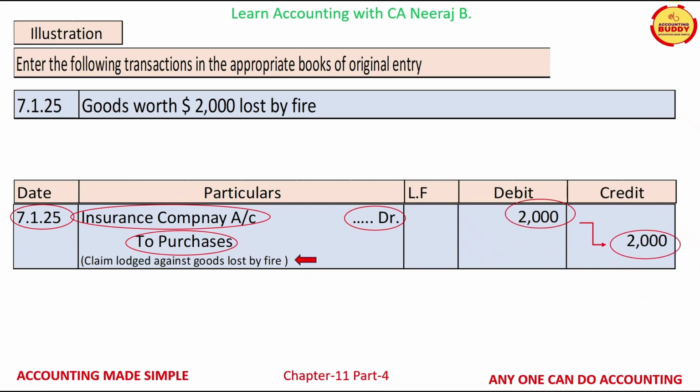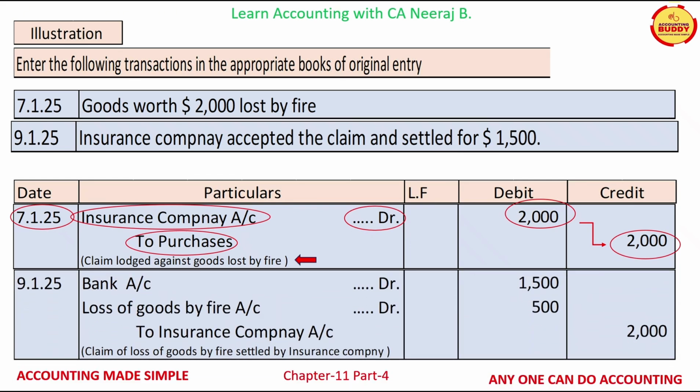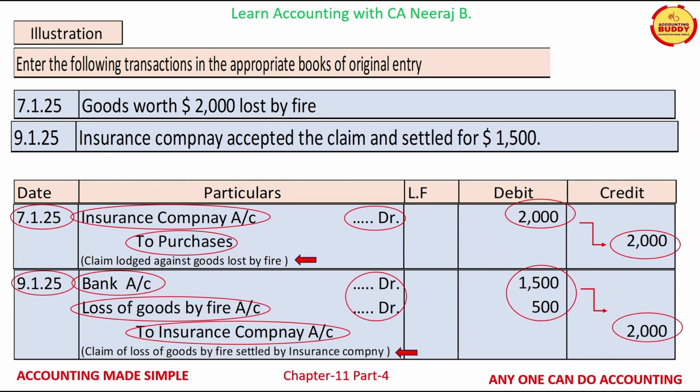Next transaction on your screen is on 9th of January 25, insurance company accepted the claim and settled it for $1,500. This transaction will be recorded on 9th of January 25. The accounts affected by this transaction are bank account, loss of goods by fire account, and insurance company account. Bank account and loss of goods by fire account will be debited with $1,500 and $500 respectively, and the insurance company will be credited with $2,000 by writing the proper narration.